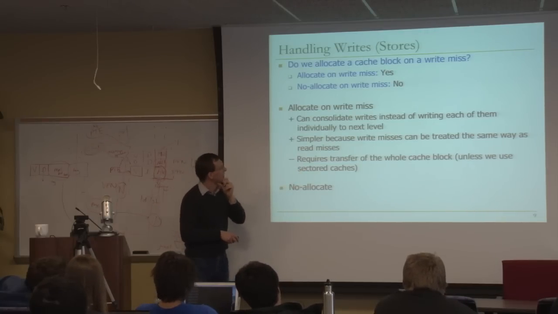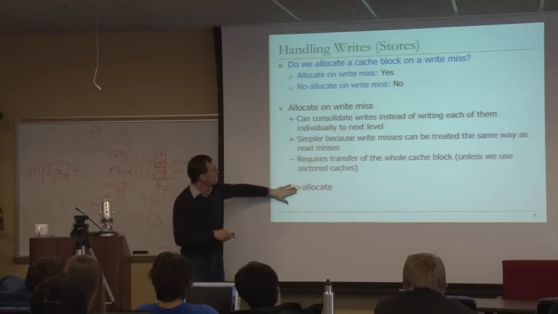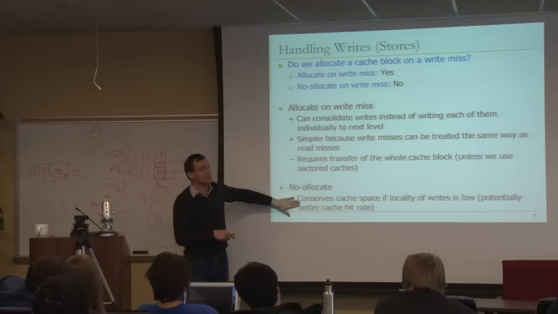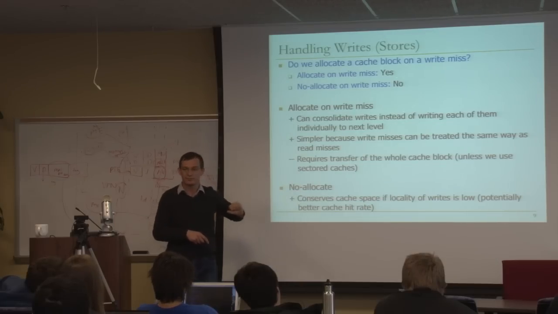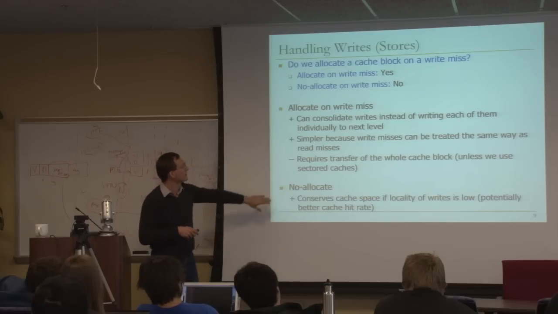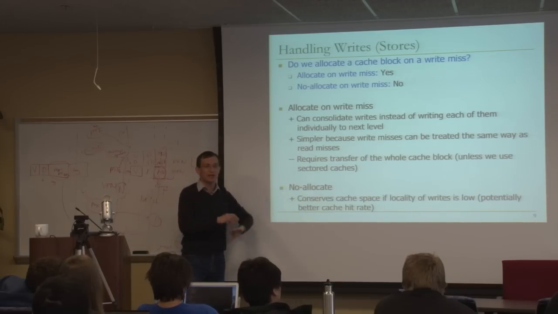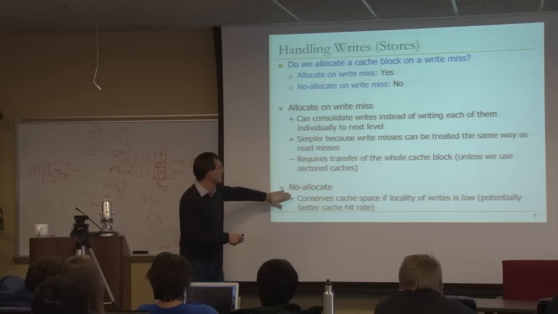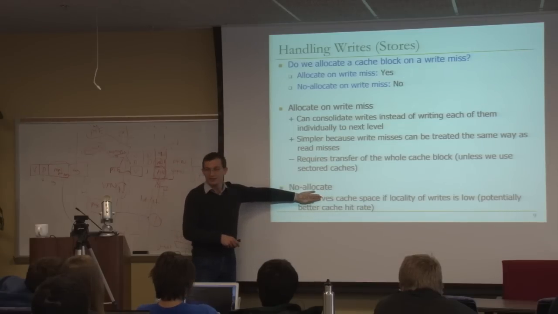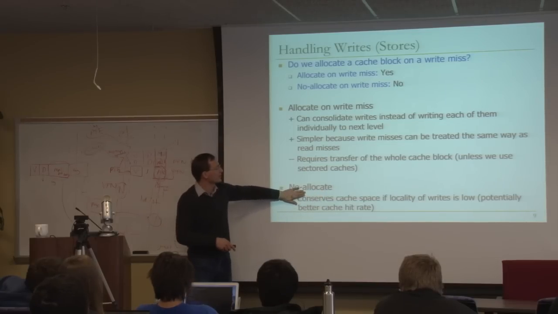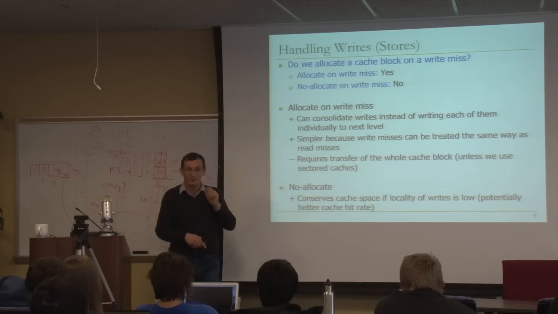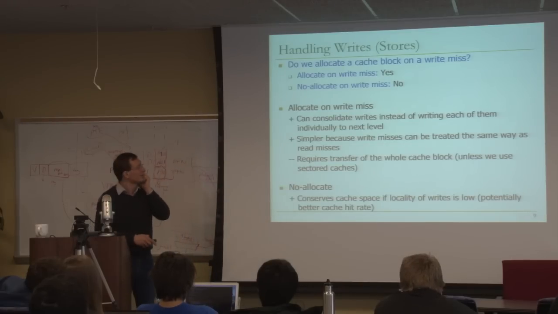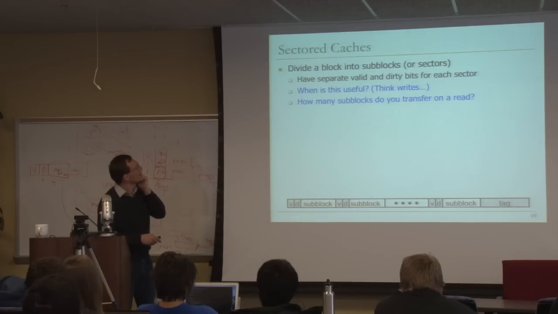Basically, if you're not allocating on a write miss, this conserves cache space if locality of writes is low. Whenever you bring in a cache block with a store instruction, if you're not going to reuse it, if no read is later going to reuse it, then you waste space. Right? By not allocating, you can potentially improve your cache hit rate. Make sense? OK. Hopefully these are simple, so you can think about it more.